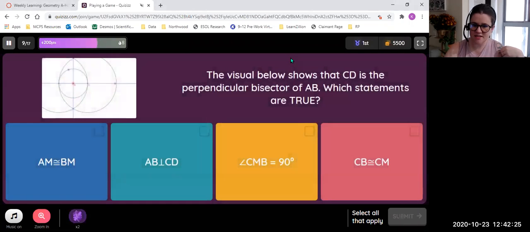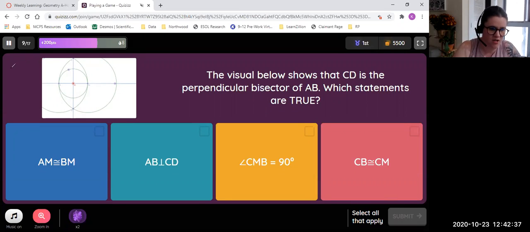Okay. This visual below shows that CD is the perpendicular bisector of AB. Which of these statements are true? Is AM going to be congruent to BM? Is AB perpendicular to CD? Is angle CMB equal to 90? And is CB congruent with CM? Okay, I need to make it bigger.